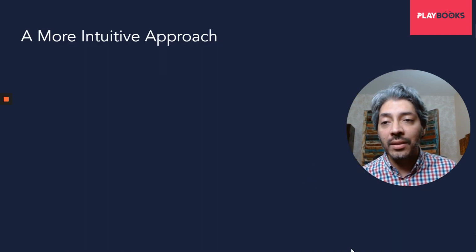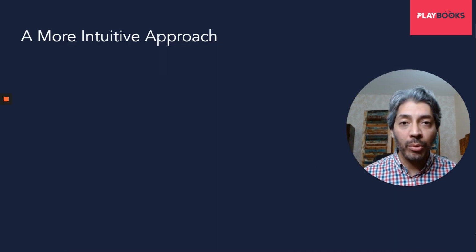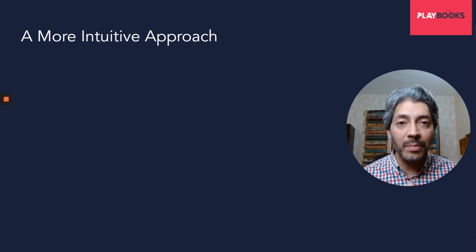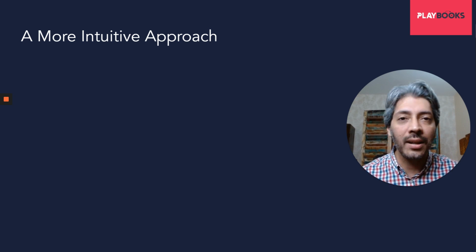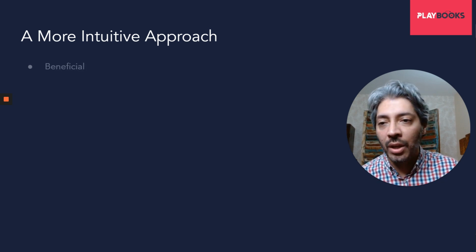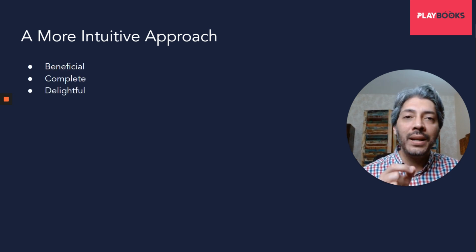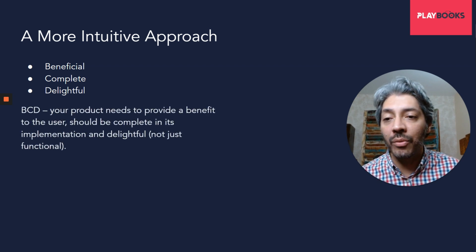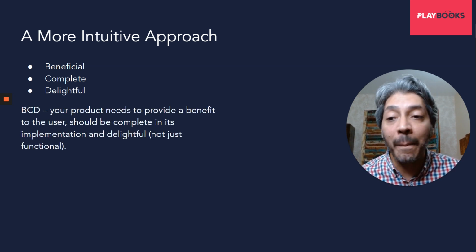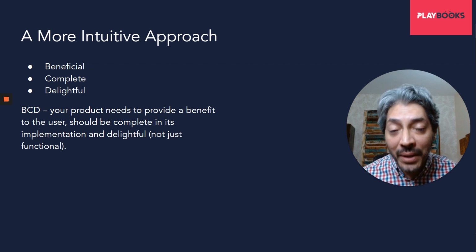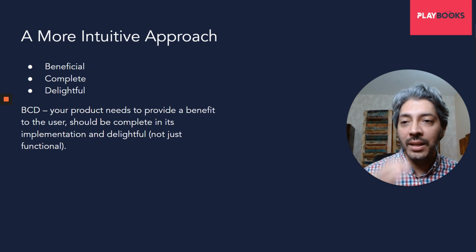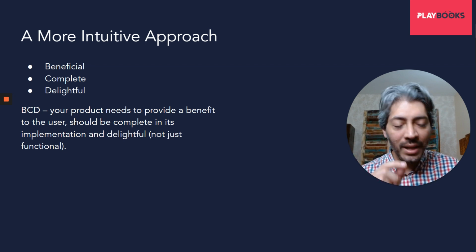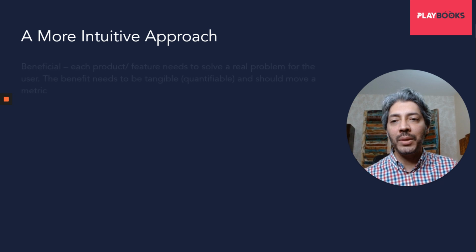Now that we've discussed this, let's talk about a more intuitive approach. So if people have been mistaking what is an MVP, what is a better framing, or maybe not a better framing, but a different framing which allows us to understand this concept better? So I call this the beneficial, complete, and delightful framework, the BCD framework, which is your product needs to provide a benefit to the user, should be complete in its implementation, and delightful, not just functional. So B, C, and D, beneficial, complete, and delightful. Let's jump in and actually see what each of these terms means.